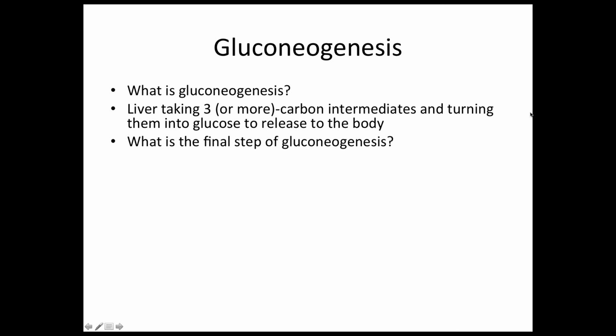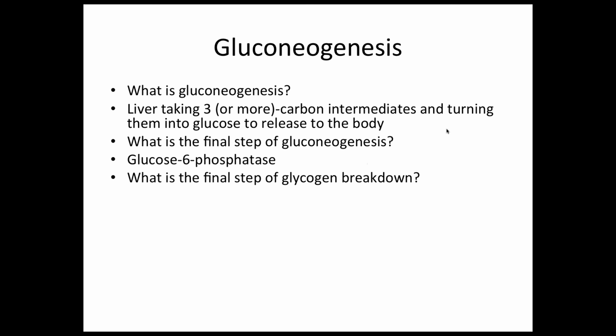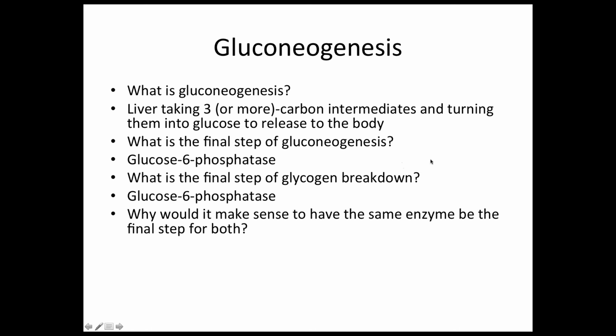What's the final step of gluconeogenesis, Natalie? Is it making acetyl-CoA? So like pyruvate to acetyl-CoA? Sorry, of gluconeogenesis. You said the final step of glycolysis, where you're breaking down sugar. So what's the final step of gluconeogenesis, where you're taking an intermediate and turning it into glucose so that it can be released to the body? So glucose 6-phosphate to glucose. Perfect. Exactly. So glucose 6-phosphatase is what takes glucose 6-phosphate to glucose. And what's the final step of glycogen breakdown, MJ? The same. Perfect. Exactly. Kind of crazy, right? It's no coincidence that the final step of gluconeogenesis is the same as glycogen breakdown.